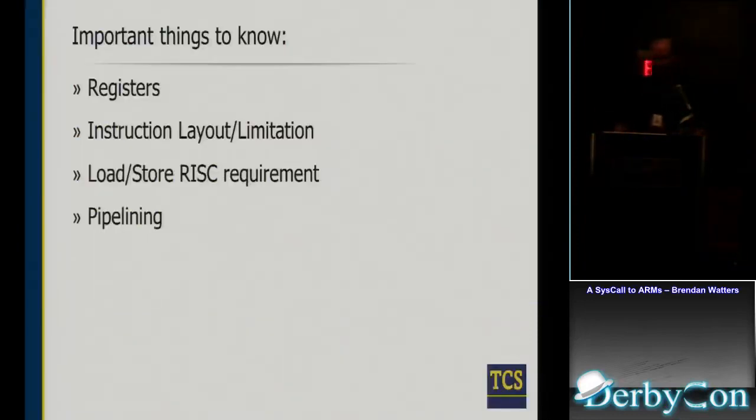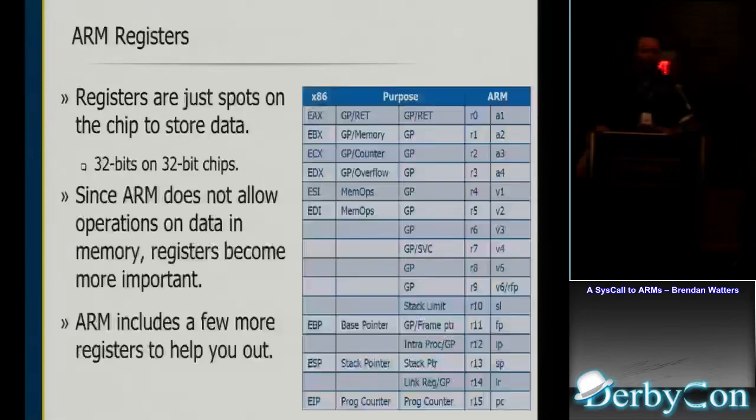We're going to talk about the registers. We're going to talk about the instruction layout, the fact that the instruction layout itself has its own limitations. We're going to talk about the fact that this is a RISC chip, which I just defined as load and store. And we'll also talk very briefly about pipelining, which is kind of fun.